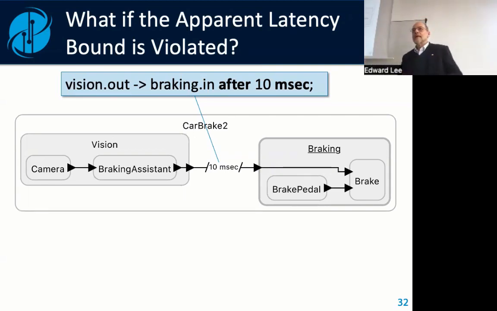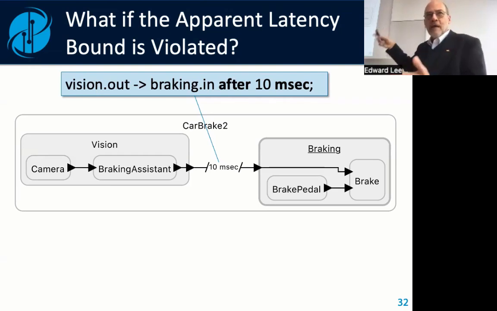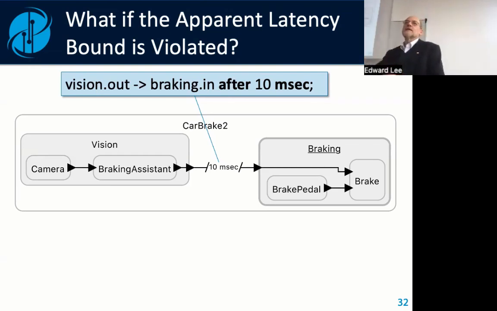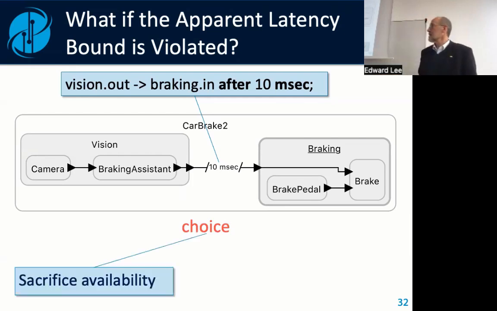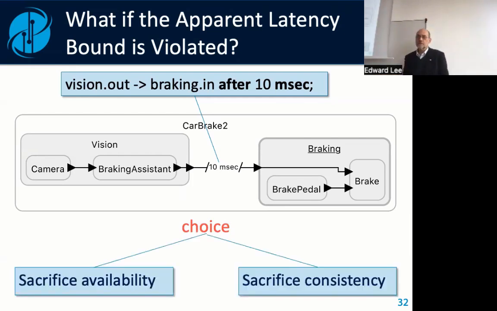Well, now you have a choice. The CAP theorem tells us we're going to have to sacrifice consistency or we're going to have to sacrifice availability. We've already sacrificed some consistency, but if the network breaks by more than 10 milliseconds, we're going to have to sacrifice more. So we have a choice, but we have to make this choice. We either have to sacrifice availability or sacrifice consistency when that network breaks.